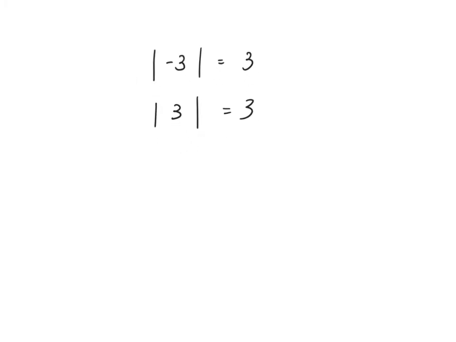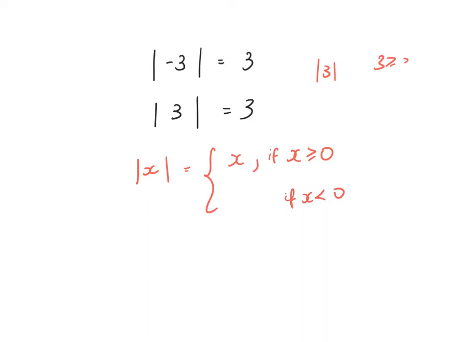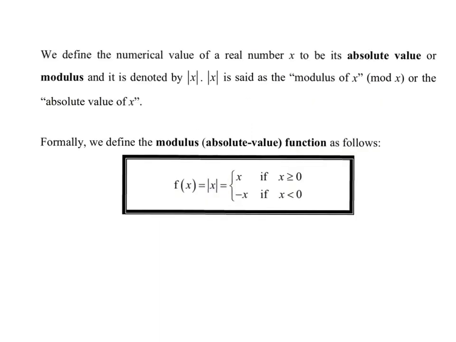In general, let's generalize this. The modulus of x equals x itself if x is positive. For example, the modulus of 3 is positive, so it's just 3. What if x is negative? Then it's the negative of x. For example, the modulus of negative 3, because x is negative, is the same as the negative of negative 3, which is 3.